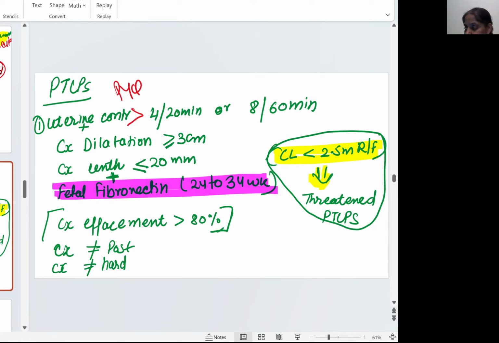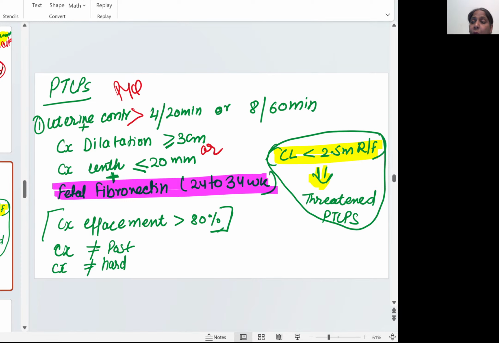Okay. Sir, plus one more criteria: cervix dilatation should be more than 3 centimeter, and or cervix length should be less than 2 centimeter. Right? What is the definition of preterm labor pains? Write down: uterine contractions more than 4 in 20 minutes or more than 8 in 60 minutes. That is 1 hour. So it means that they are labor pains, preterm labor pains.